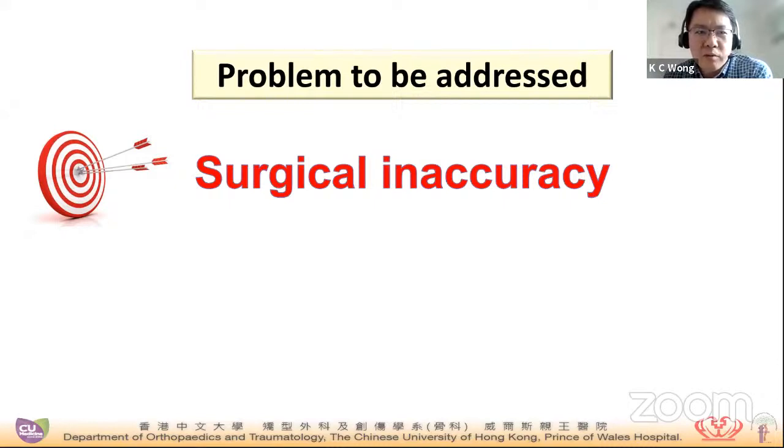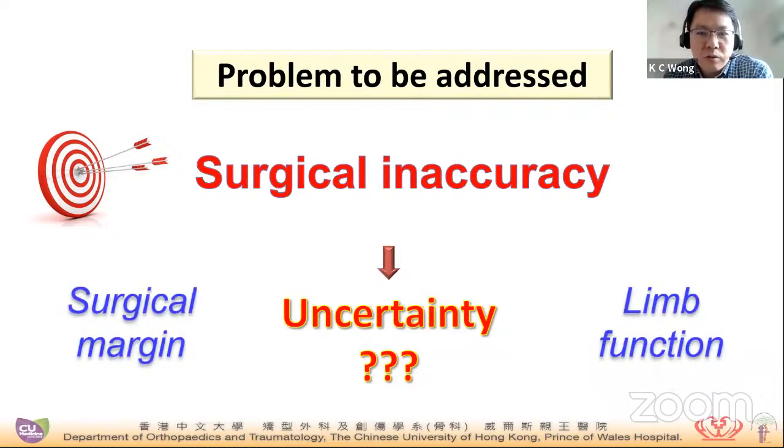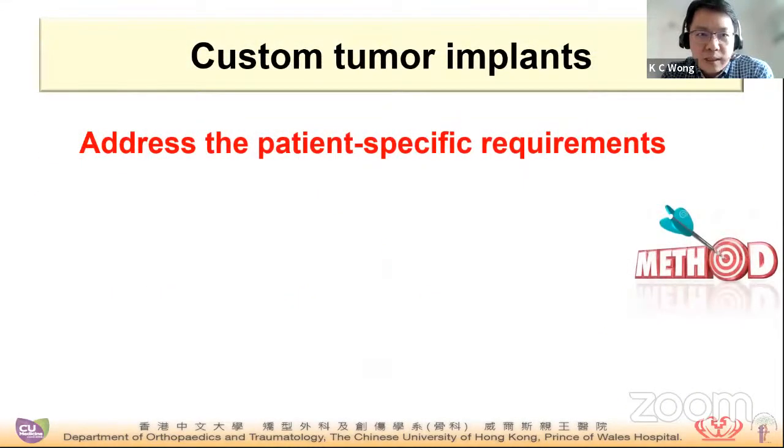We realized that if we really want to use a custom implant, we should solve this surgical inaccuracy. The uncertainty during the surgery governs the surgical margin and also the limb reconstruction with the subsequent function. So a custom implant should theoretically address the patient-specific requirement, and we should think of some method to address this.